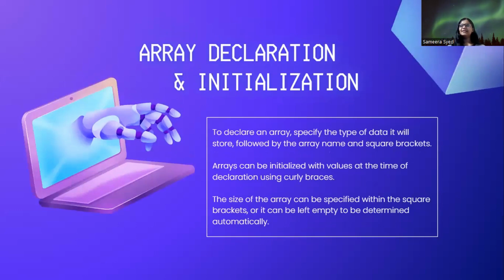Array declaration and initialization. To declare an array, specify the type of data it will store, followed by the array name and square brackets. Arrays can be initialized with values at the time of declaration using curly braces. The size of the array can be specified within the square brackets, or it can be left empty to be determined automatically.